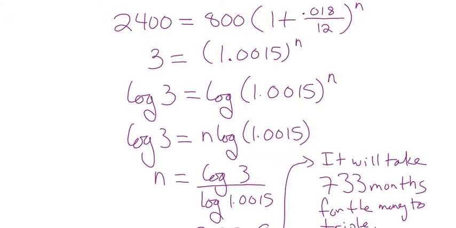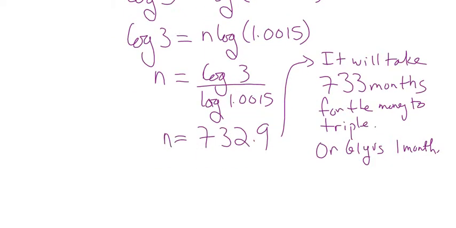We take the log of both sides. We use the power law to move the exponent in front. We isolate the variable by dividing both sides by this. This is just a calculator exercise, right? This is log 3, okay? And we get our answer. Okay, everybody good?